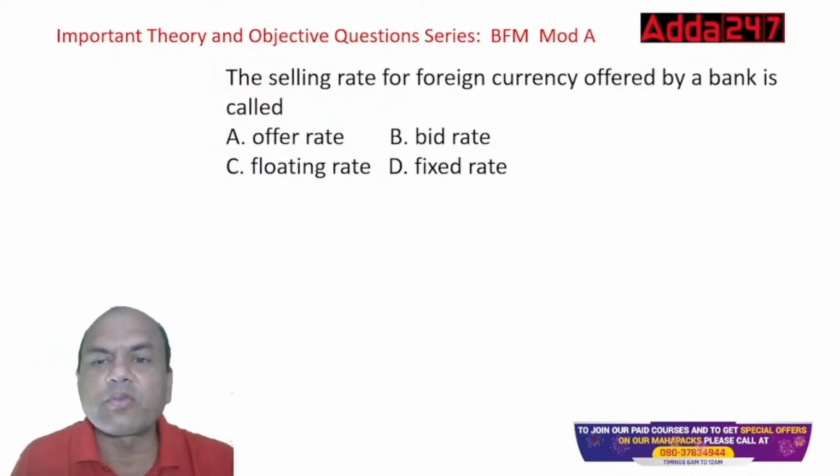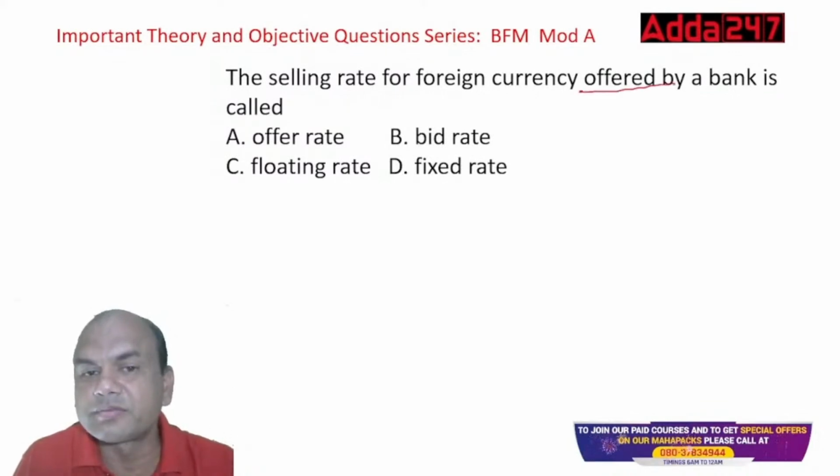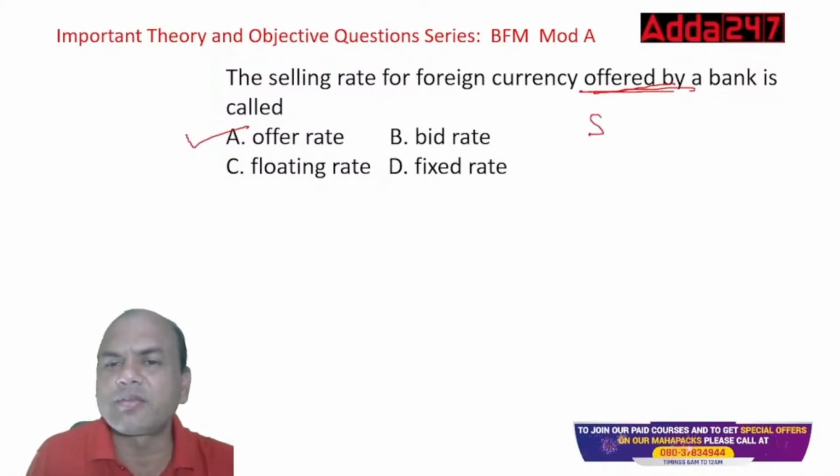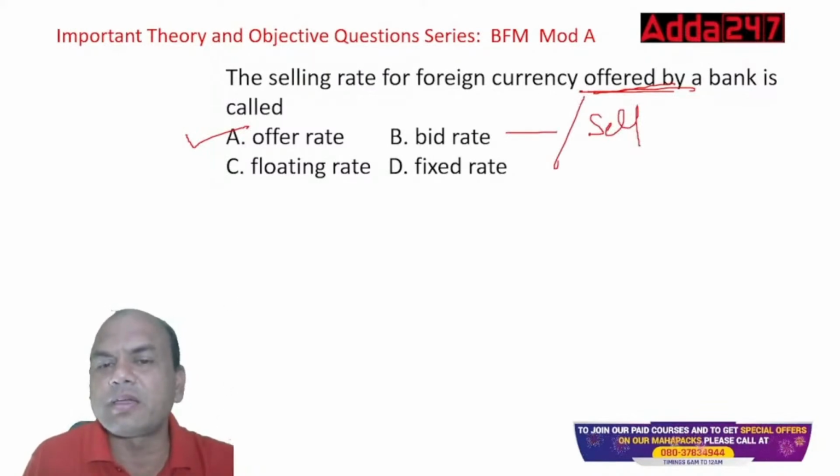The selling rate of a foreign currency offered by a bank is called as? Offer rate, bid rate, floating rate, fixed rate. The name itself is enough. Offered, and it is the offer rate, right? Sale. You can call it the sell rate. Okay. Always on the left side it is buy, and right side it is sell.